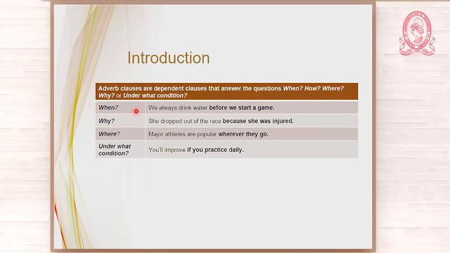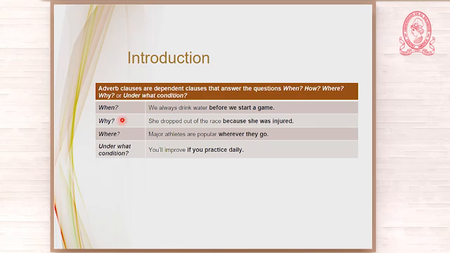Look at this. When? Look at the sentence. We always drink water. When? Before we start a game. Now here you have a clause, subject and verb. What kind of clause? It is an adverb clause. How do I know? What is it called? What kind of word is it introducing the clause? Okay, you remember the name? Subordinating conjunction. But again, what kind of clause is it? A noun clause? No. An adjective clause? No. An adverb clause? Yes. How do I know? Because it answers the question when. We always drink water. When? Before we start a game.